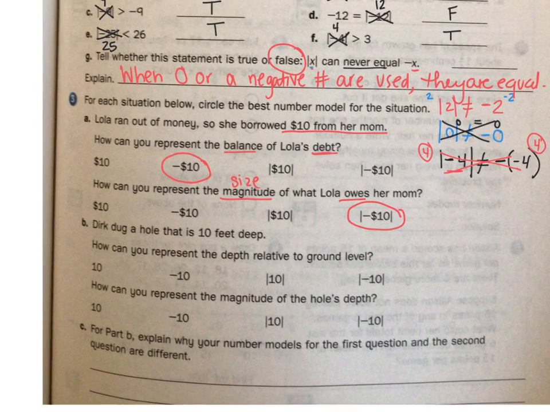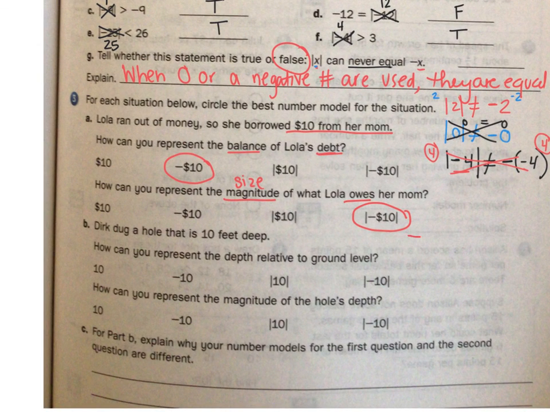If we look at B, it says Dirk dug a hole that is 10 feet deep. So here's the ground, and he started digging, and he dug down 10 feet. Where is he in relationship to the ground? Well, he's at -10 feet. So his location right here is below the surface of the ground. If we talk about his magnitude or the size of the hole, he didn't dig a -10-foot hole. He dug a 10-foot hole.